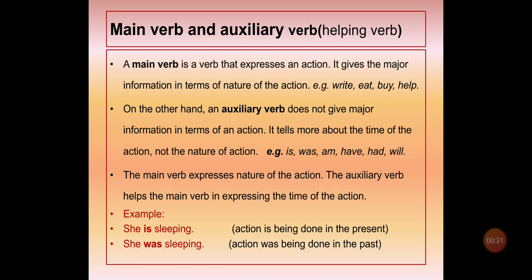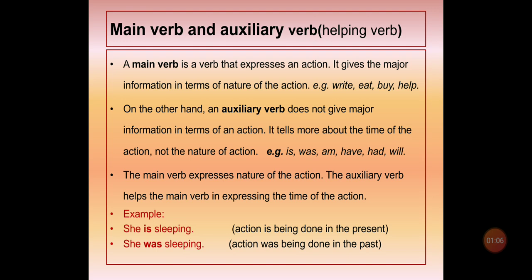So first we will discuss what is main verb and what is the auxiliary verb, that is also called helping verb. As you know, verb is an action word and it tells us something about an action. A main verb is a verb that expresses an action. It gives the major information in terms of nature of the action. Nature of the action means what type of action is being done, it was done or it will be done. Write, eat, buy, help.